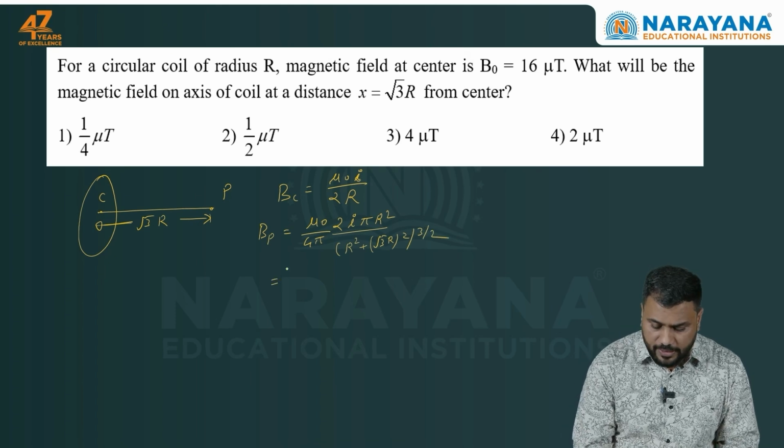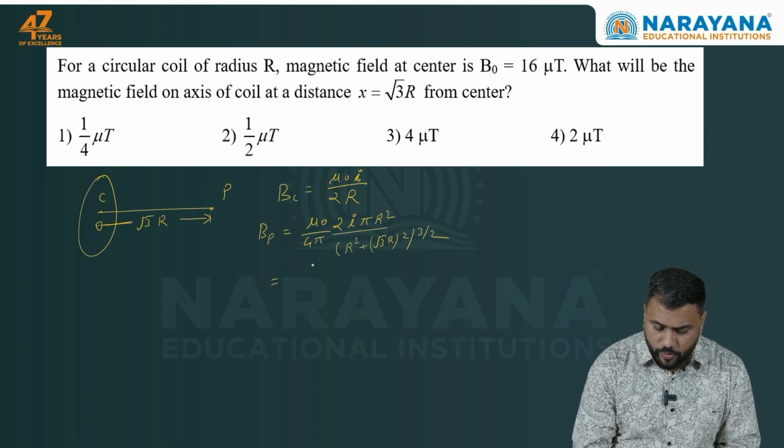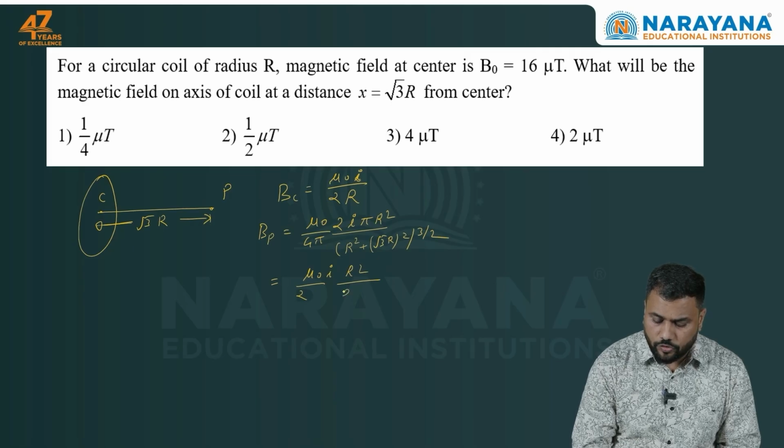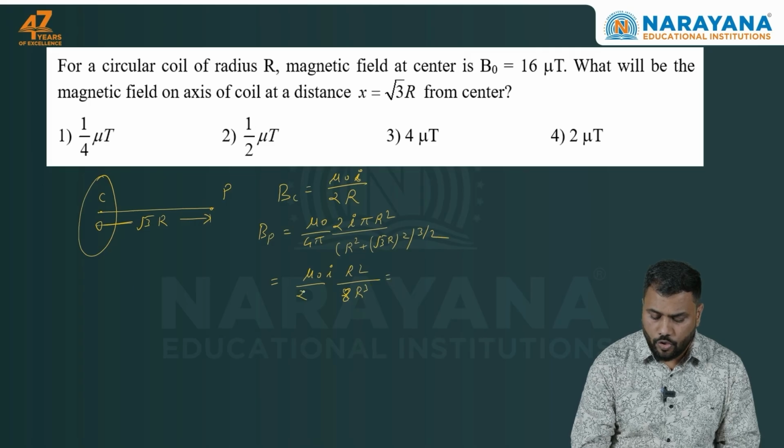So we can see in this expression this 2 will get cancelled and there is a pi in the numerator which is getting cancelled. So mu naught by 2 I, pi is getting cancelled, so there is r square in the numerator, and in the denominator if we solve, this is 2 cube, that is 8 r cube. So we can see this is nothing but 1/8 of mu naught I by 2r.